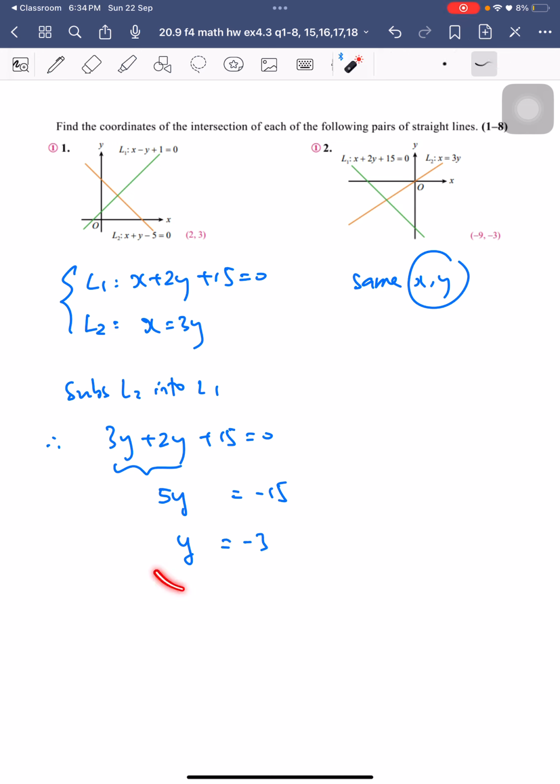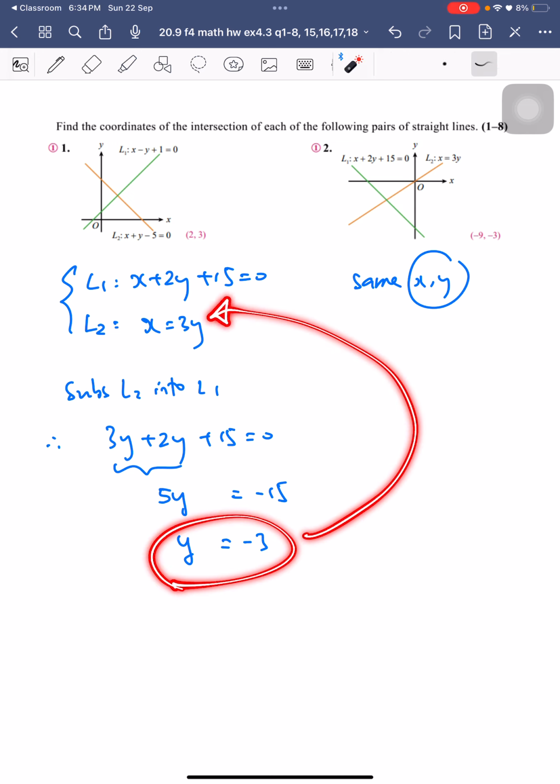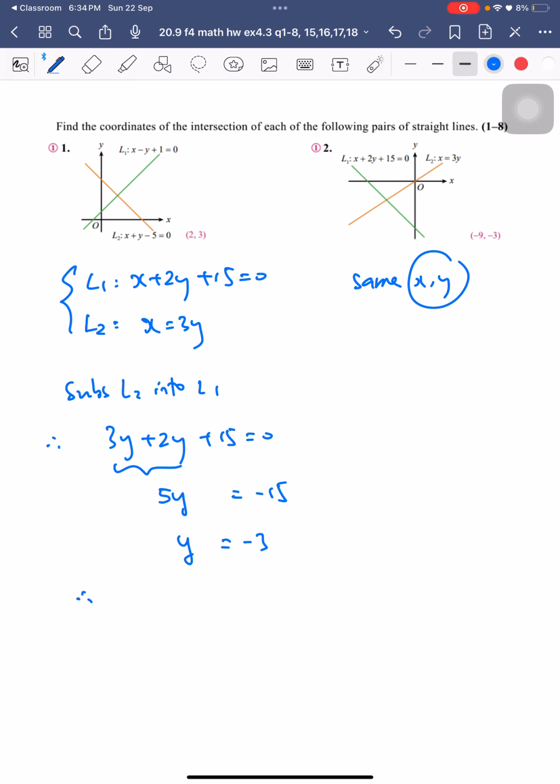After I get the value of y, I just substitute back into either equation, and then I can get the value of x. So now I have x is equal to 3 times y, that is negative 3, so that x is equal to negative 9. So the intersection is negative 9, negative 3.